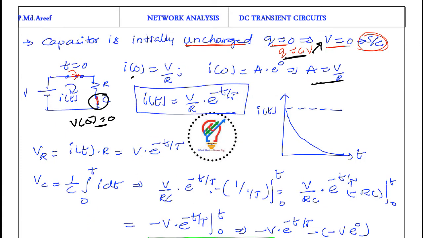Initially the capacitor acts as a short circuit, so the current has its maximum value. But as it's charging, it is going to behave as an open circuit finally. Current 0 means, as we studied, it acts as an open circuit. Starting, it behaves as a short circuit.